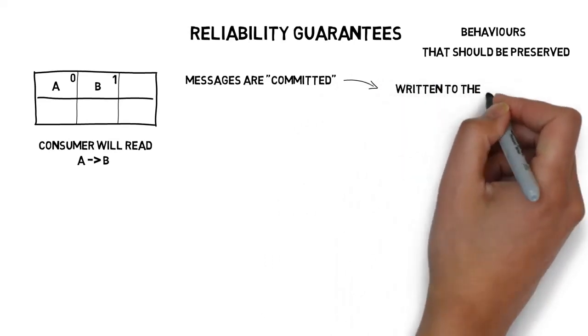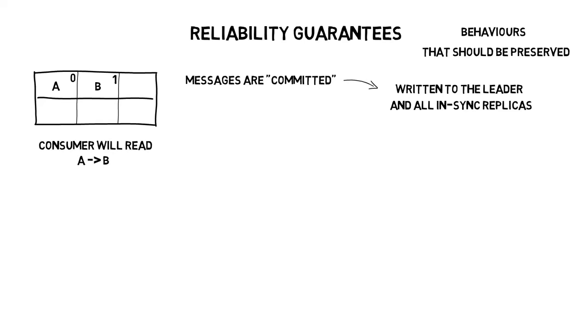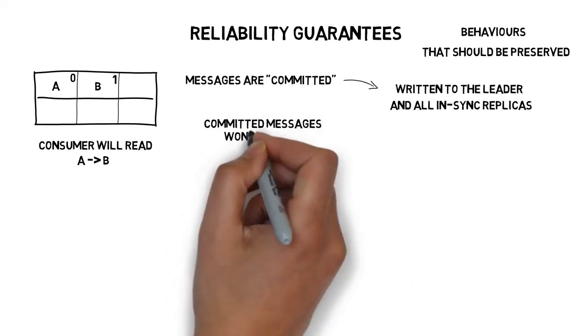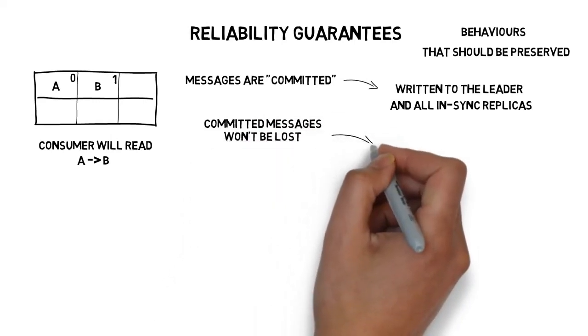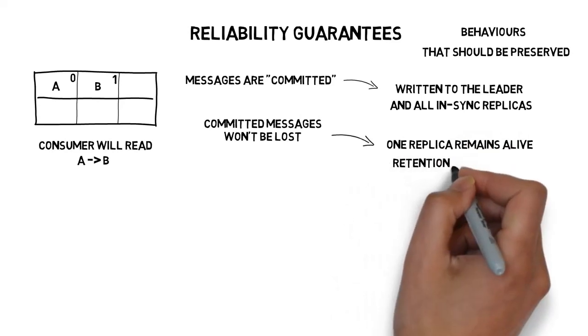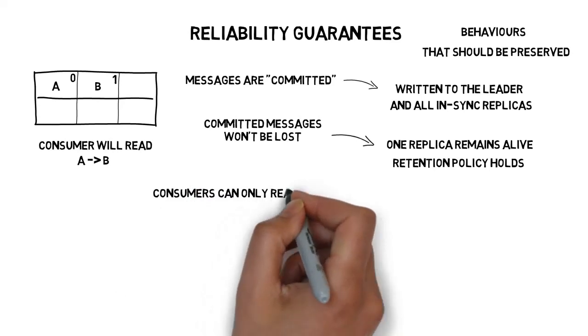Messages are considered committed when they are written to the leader and all in-sync replicas. Number of in-sync replicas and number of acks can be configured. Committed messages won't be lost as long as at least one replica remains alive and retention policy holds. Consumers can only read committed messages.